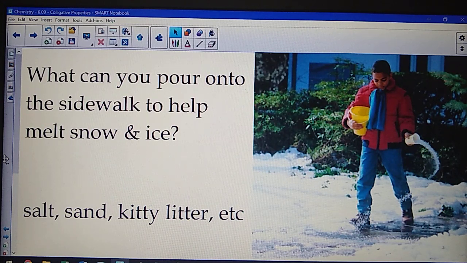However, what's really important is how much you dump. You can't just go out there with a single grain of salt, put it on the sidewalk, and the whole thing is taken care of. When communities salt the roads or sand the roads, they dump tons of that onto the ground. The more you put on the ground, the better the result.